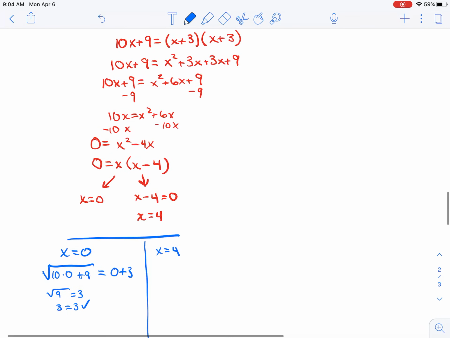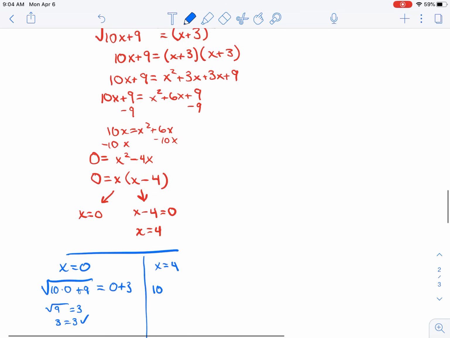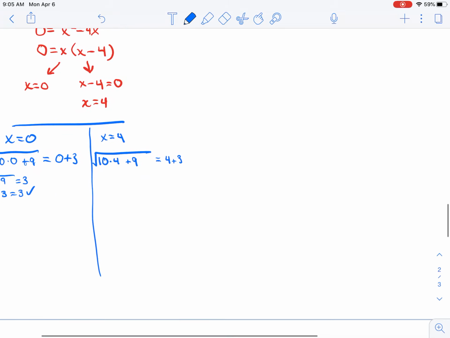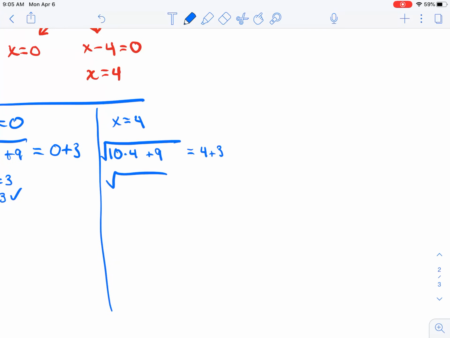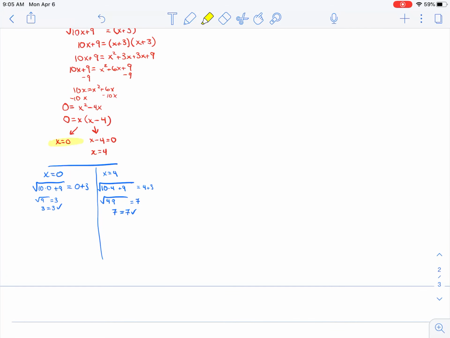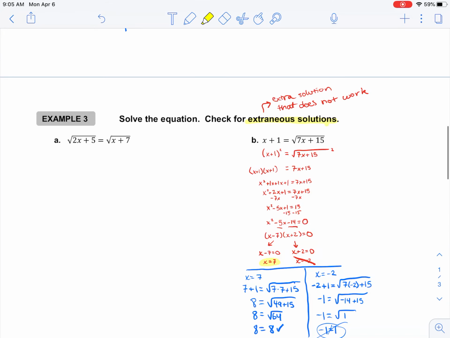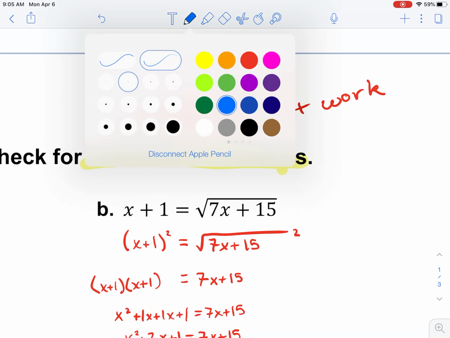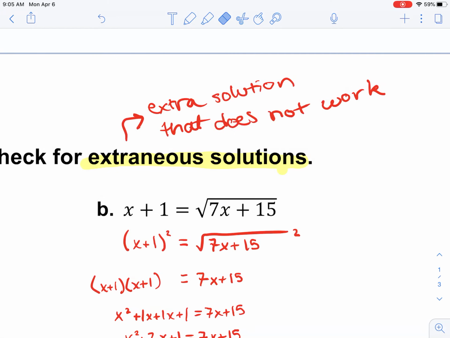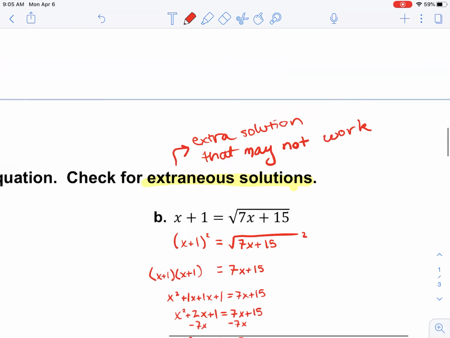So now I will have the square root of 10 times 4 plus 9 equals 4 plus 3. So we have the square root of 49 equals 7. This one is actually good as well. So you can have multiple solutions that both work, or you can have one that does not work. So actually I should change this extraneous solution. It should really say may not work. Whoa. Really big eraser. Let's change that to may not work. Because sometimes they will both work, sometimes they will not.